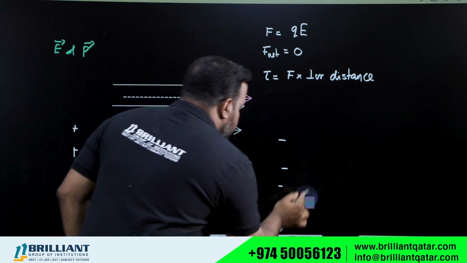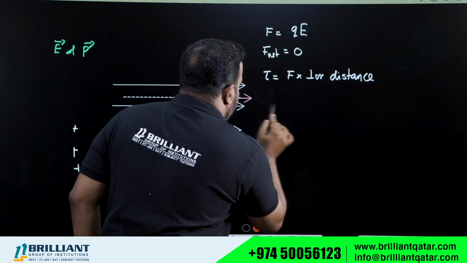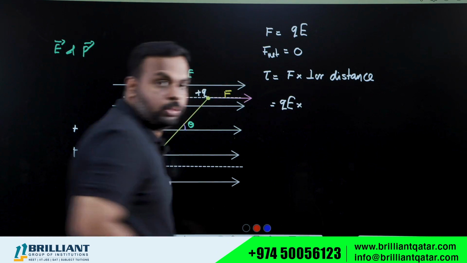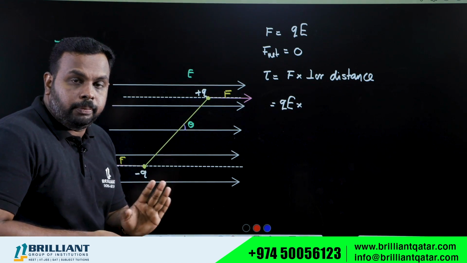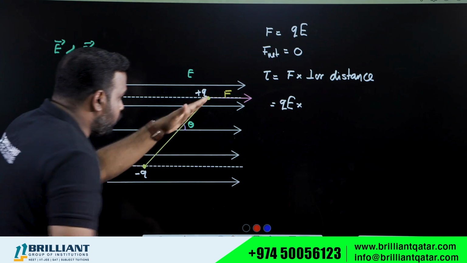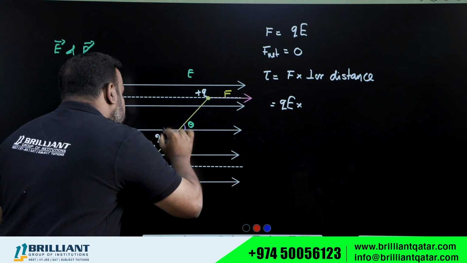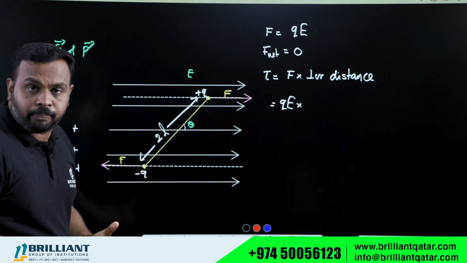So, I'm going to write F is equal to what? QE into perpendicular distance. So, here don't be confused. We don't need the distance. We need the perpendicular distance. See, looking at the diagram, you can see this is representing the length of the dipole. Length of the dipole is normally denoted by 2L, right? So 2L is the length of the dipole.